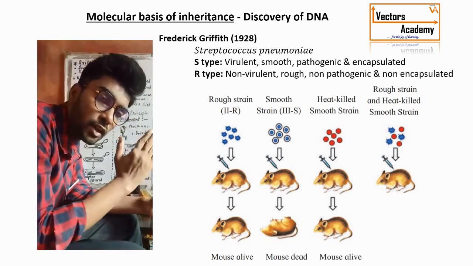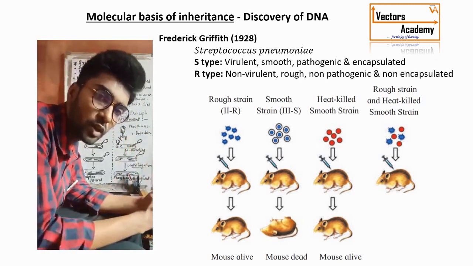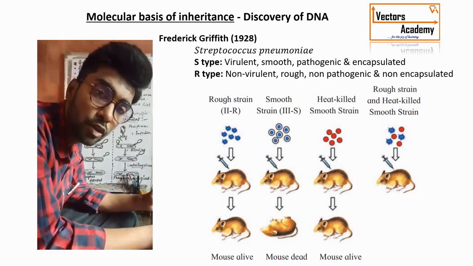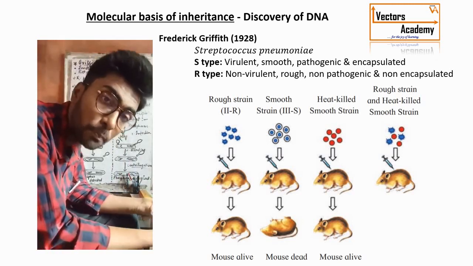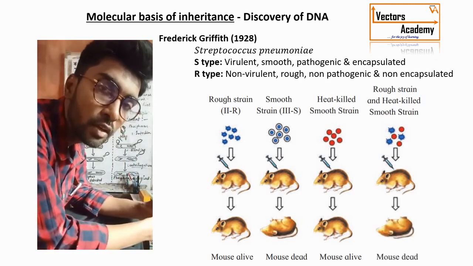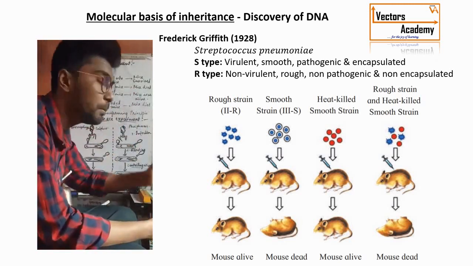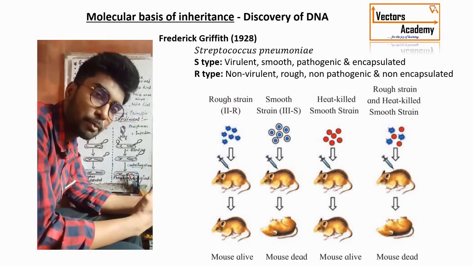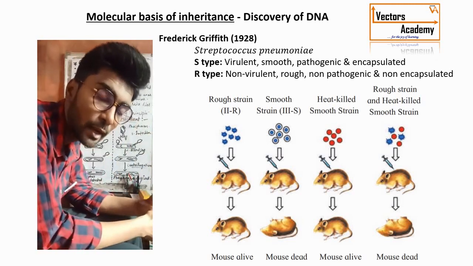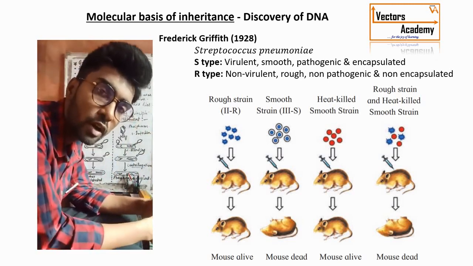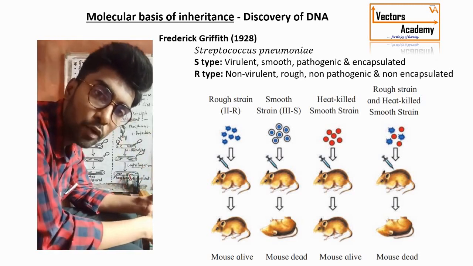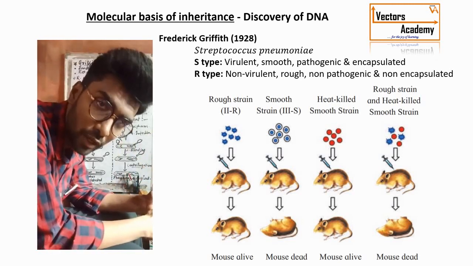And when heat-killed S type bacteria mixed with R type bacteria was injected into the mice, the mice developed pneumonia and finally died. Now, why did the mice develop pneumonia and die? Because heat-killed S type bacteria was mixed with R type, and thus he gave a conclusion that the R type, which was non-virulent and non-pathogenic, right?